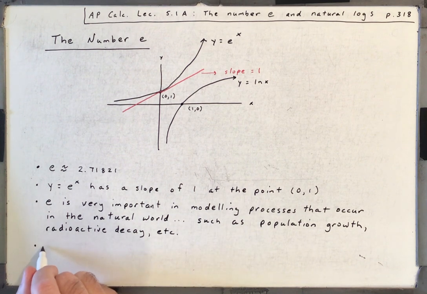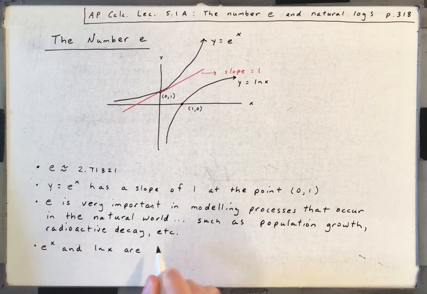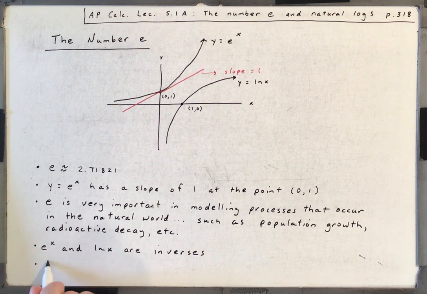All right, e to the x and the natural log of x are inverses. And the natural log is just equal to log base e. It's a log function, but base e.